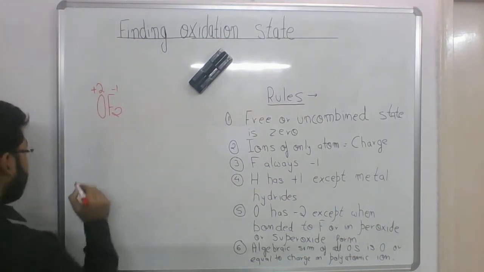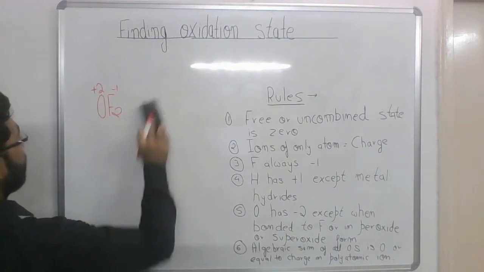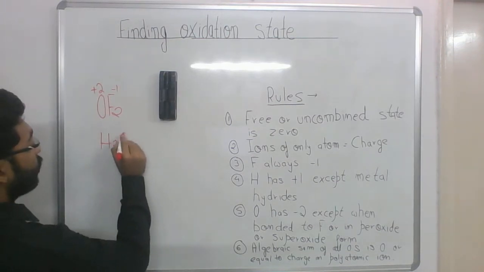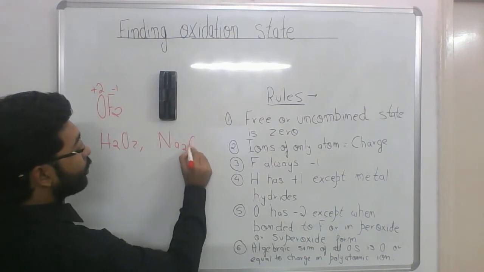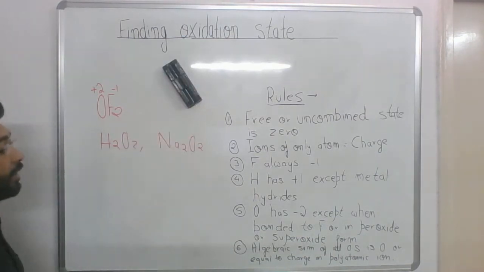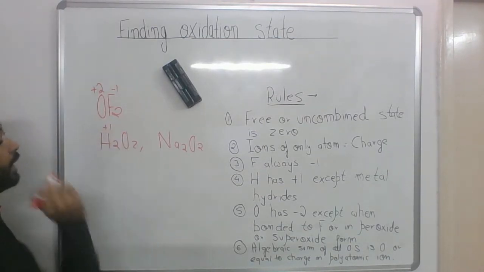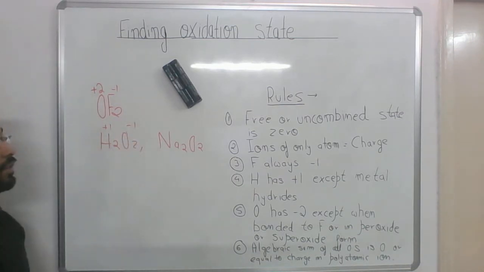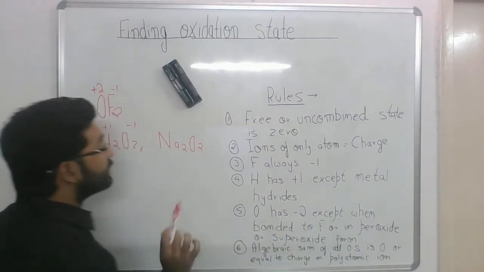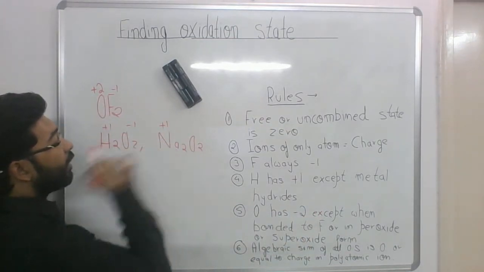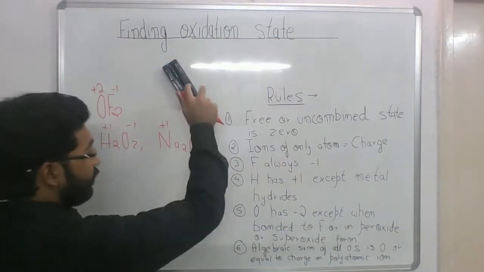Also, peroxide forms involve compounds like H2O2, Na2O2. In such cases, we saw that except for metal hydrides, hydrogen always has an oxidation state of +1. So in this case, oxygen will have an oxidation state of -1 instead of the usually expected -2. Metals always have +1, so oxygen in this case will also be -1.